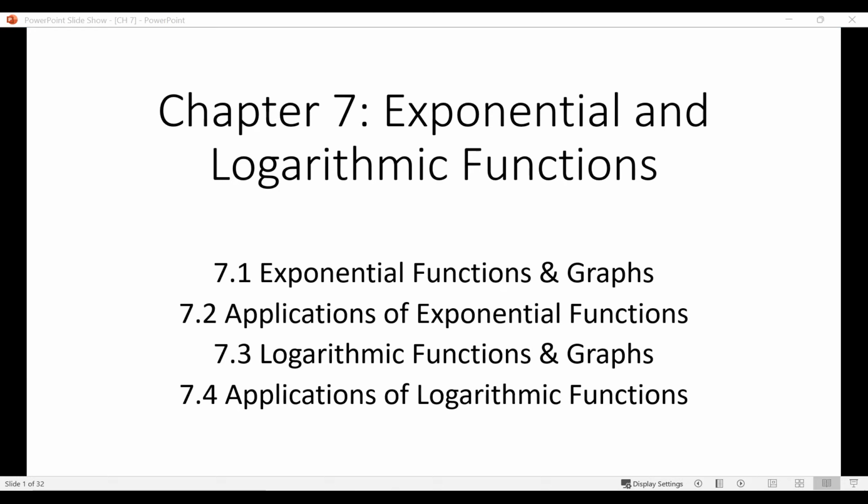Hi, students. This is going to be the first section of Chapter 7. We're going to talk about exponential functions and their graphs. Chapter 7 covers exponential and logarithmic functions, their graphs, and solving equations related to exponential and logarithmic functions. So let's get started with 7.1.